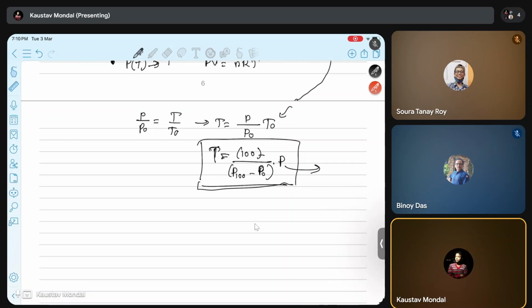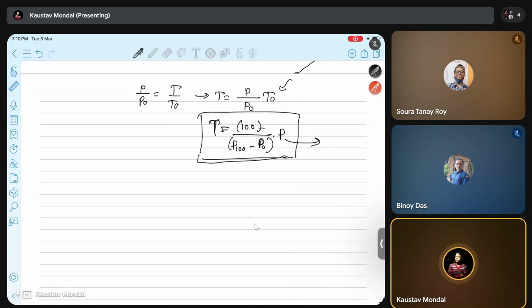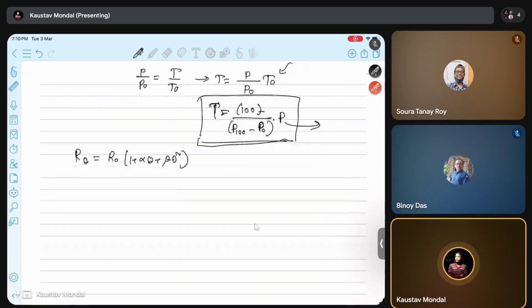Similarly, for the platinum resistance thermometer also, R theta is basically R0 into 1 plus alpha theta plus beta theta square. Now, if you reduce the equation up to the first order, for simplicity, we can write this as R0 into 1 plus alpha into theta.